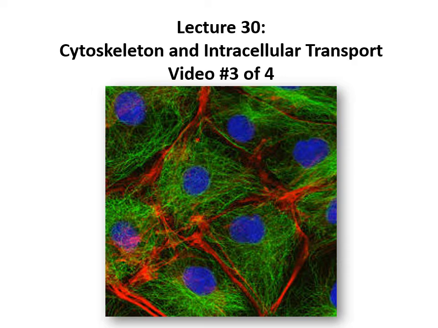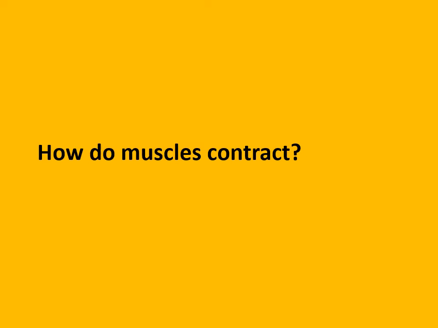Hi everyone, we're back. Video 3 of 4 in the Cytoskeleton and Intracellular Transport Lecture 30. Here we're talking about how muscles contract, and you'll see that there are a lot of parallels with how motor proteins travel along microtubules that we did in Video 2. The big parallels have to do with ATP binding, ATP hydrolysis, and changing conformation.